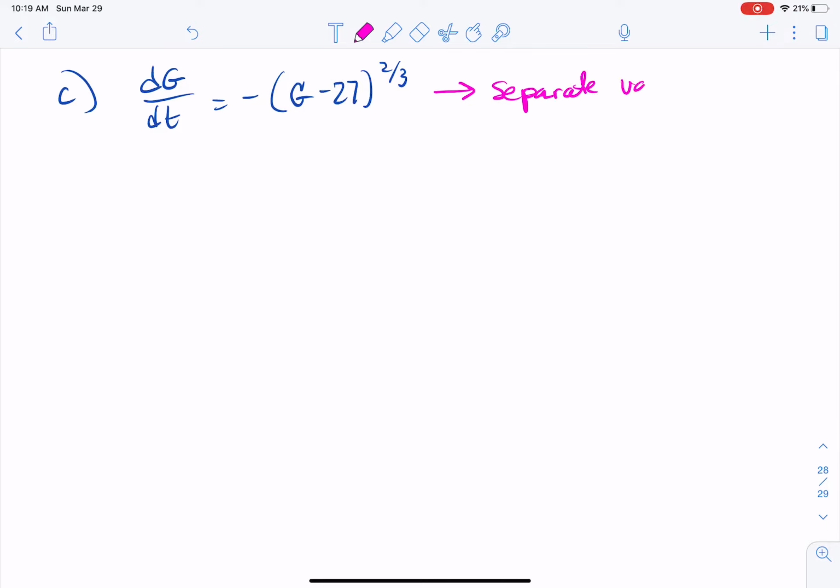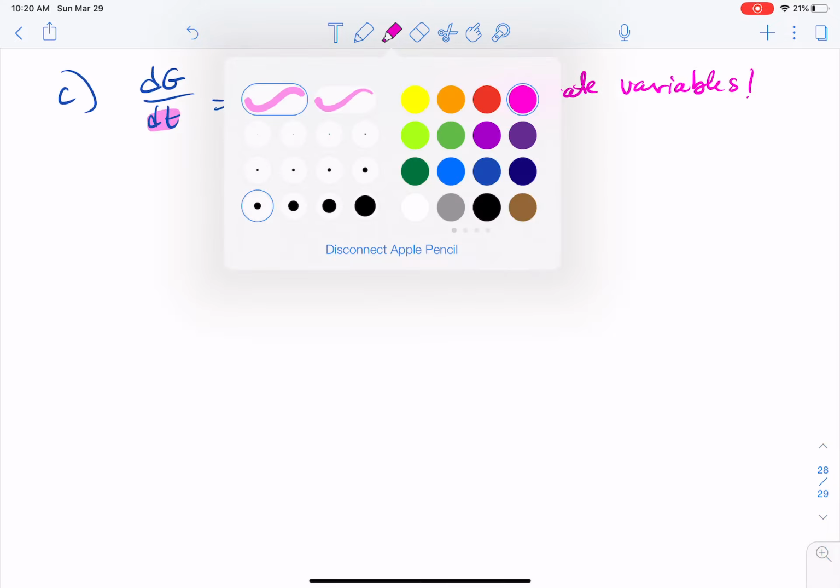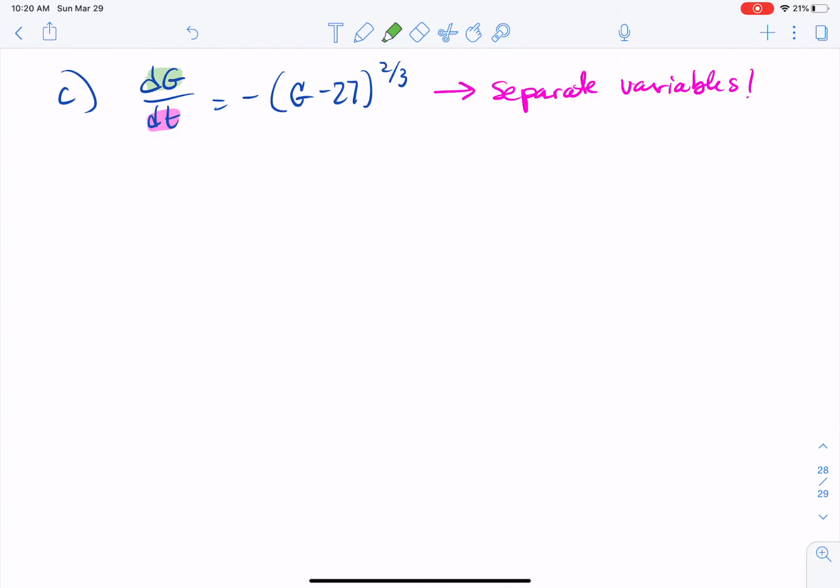Separate variables. As a matter of fact, if you do not separate your variables at this point, you get exactly 0 points for part C. There are 2 separations that need to happen. Our dt needs to come over to the right-hand side, and then everything else left over is g stuff. So the dg stays, but this g minus 27 to the 2/3 power needs to move over to the left side of the equation.